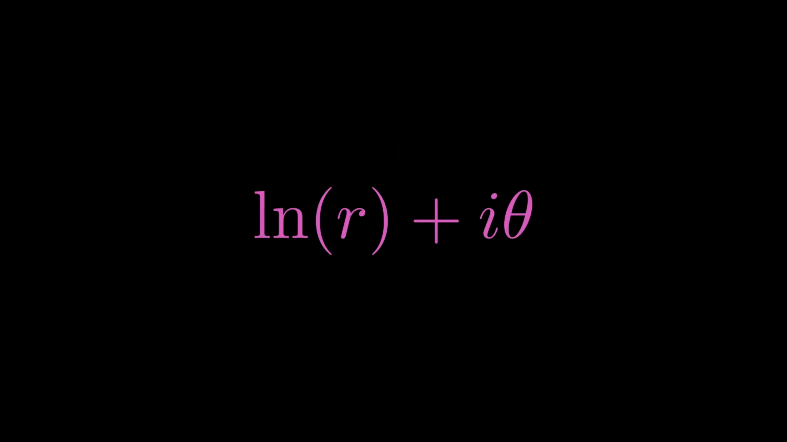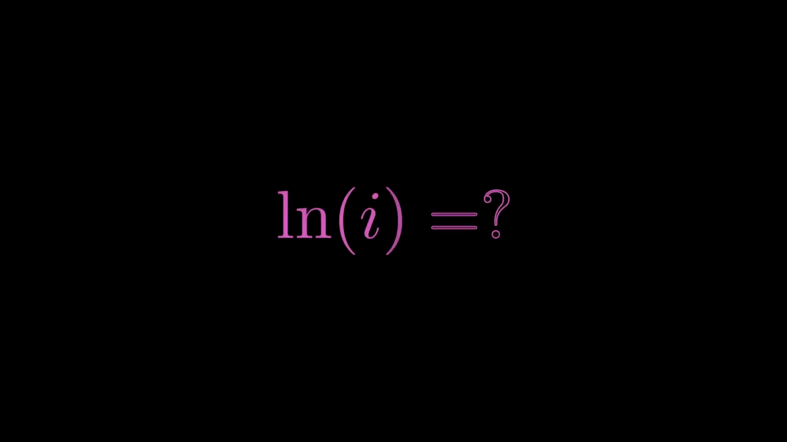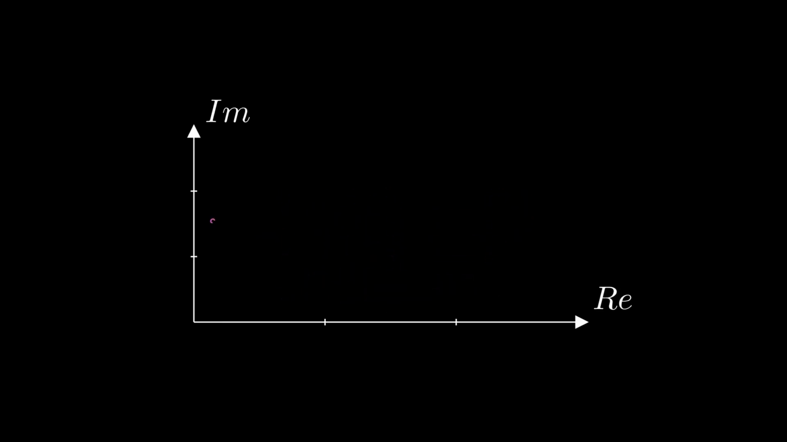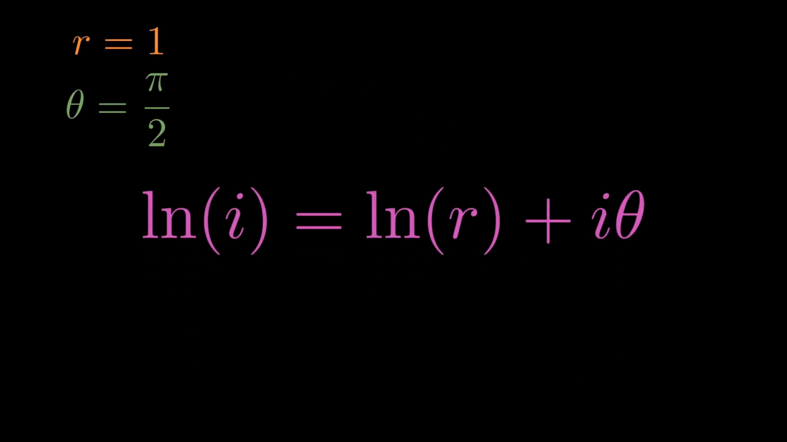But we needed to find specifically what ln of i is. To do this, let's plot the complex number i. As I stated before, i is a complex number with no real part and an imaginary part of 1. We can see that the length is 1 and the angle must be pi over 2. Let's plug this in to the definition we derived, and we get ln of i equals ln of 1 plus i times pi over 2. We can immediately remove ln of 1 as this is just 0.